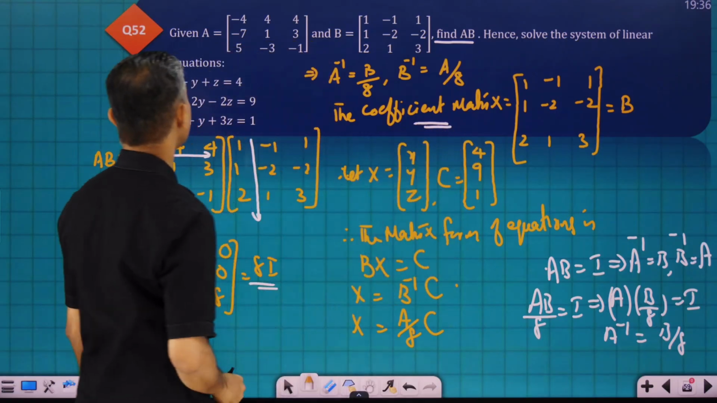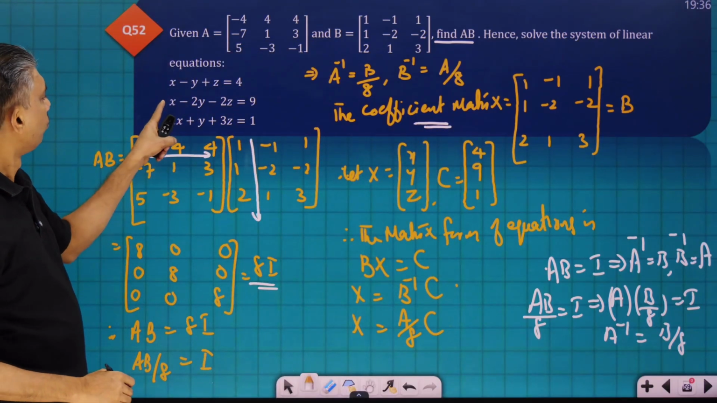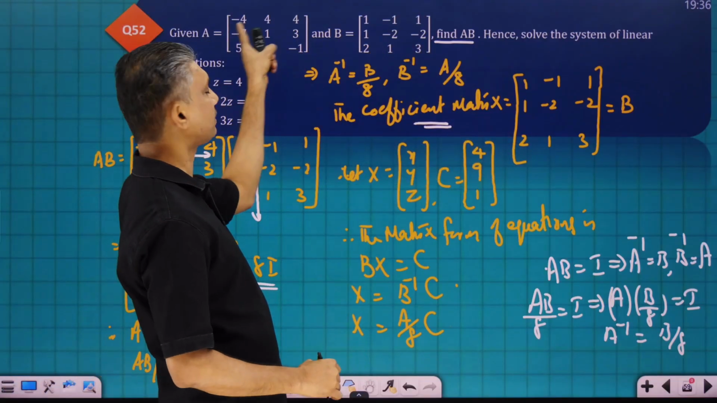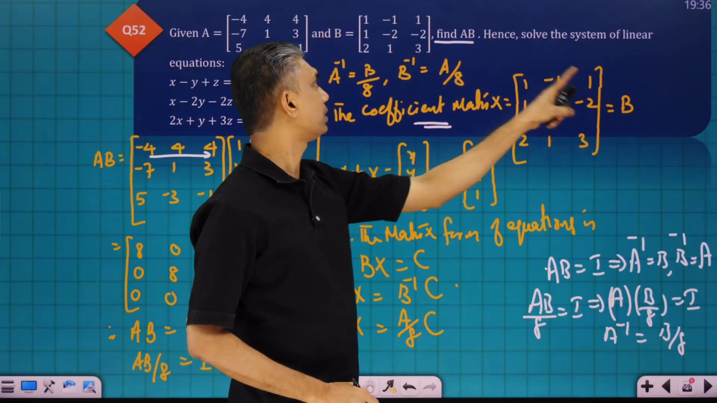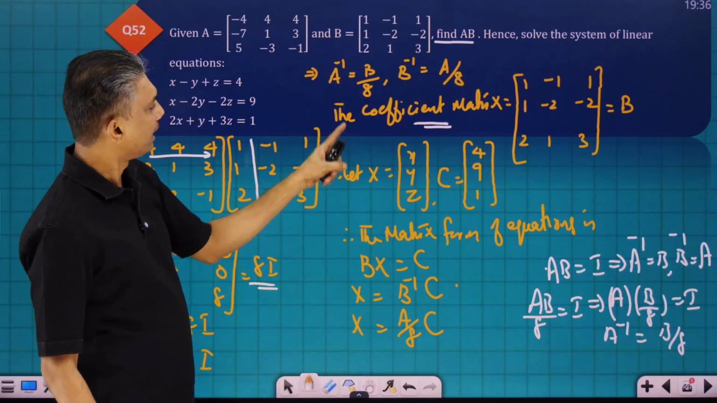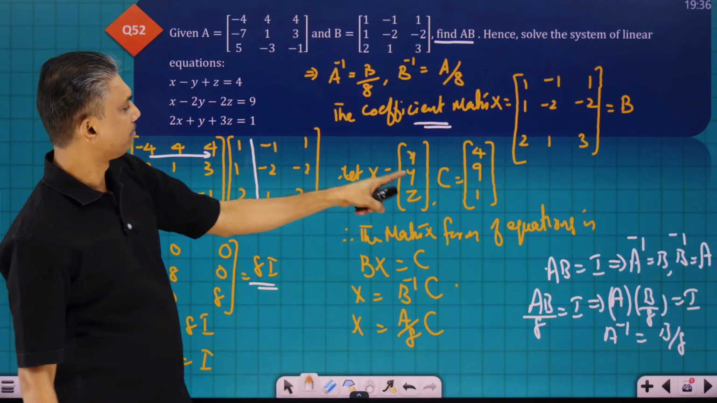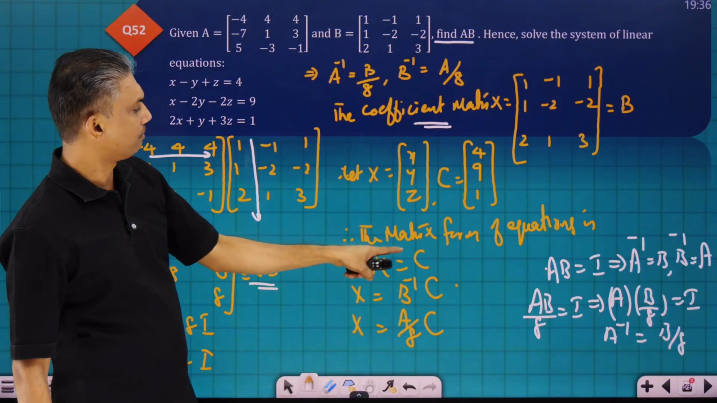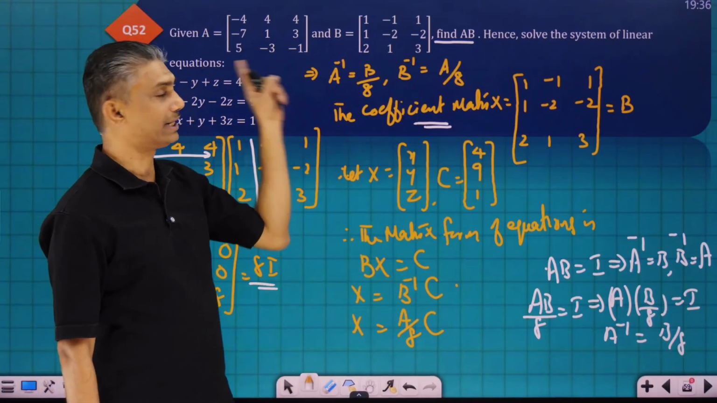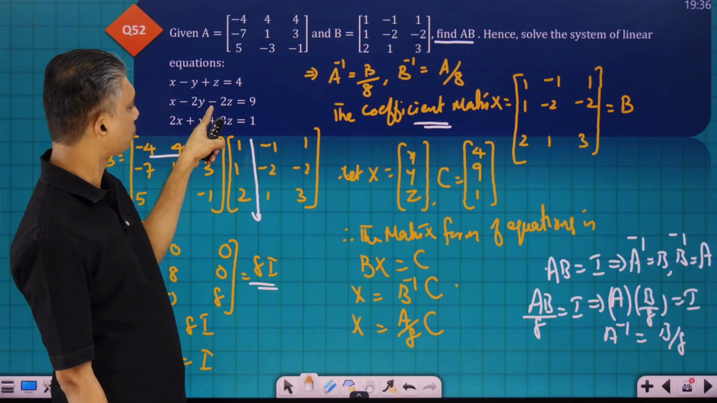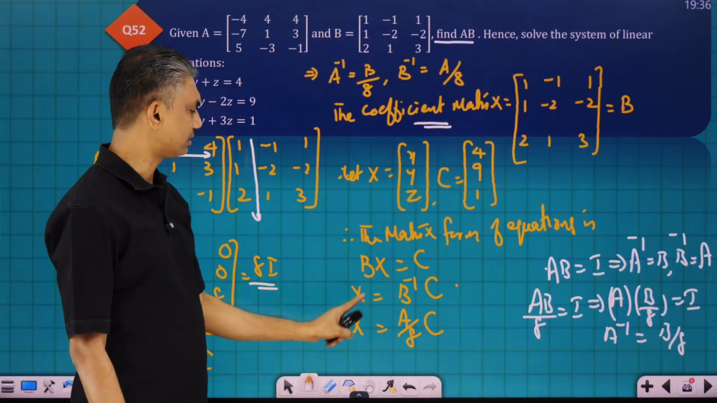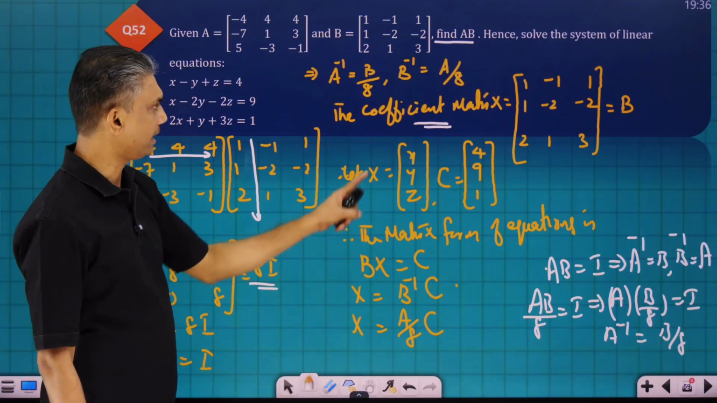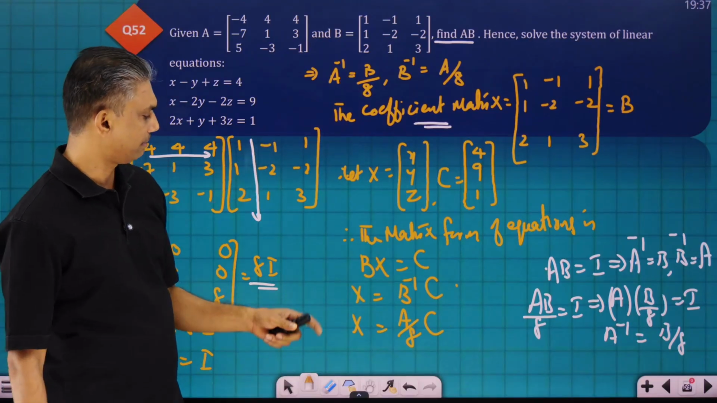Now, what is the coefficient matrix here? 1 minus 1, 1. 1 minus 2 minus 2. 2, 1, 3. So, the coefficient matrix. Now, you compare this coefficient matrix with either A or B. So, coefficient matrix, you can see it is not A, it is B. So, let X is equal to X, Y, Z and C is equal to 4. I am not taking B because B is already used. See, so the matrix form of the equation is Bx is equal to C, not Ax. Because coefficient matrix is this one. So, Bx is equal to C, X is equal to B inverse C. What is B inverse? A by 8 into C.